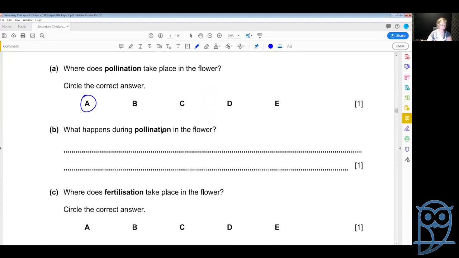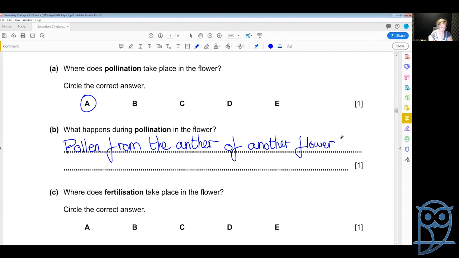So what happens during pollination in the flower? Pollen from the anther gets transferred to the stigma of this flower.